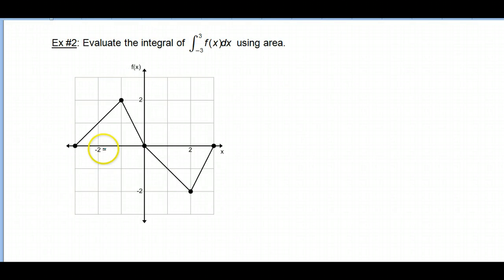So take a look at this graph. I want to find the integral from -3 to 3. You see how this area is above the x-axis, right? This triangle here is above, so this is going to be a positive value. However, this triangle is below the x-axis. So this area here is going to be negative.